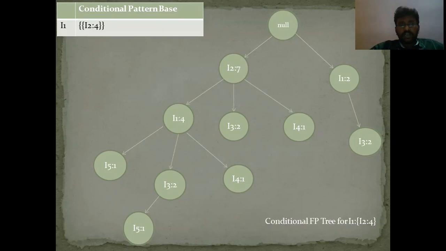The next one is for I1. In I1 we have I2 4 times, and here we don't have anything else. So I1 has an I2 4. The conditional FP tree is I2 4 here.